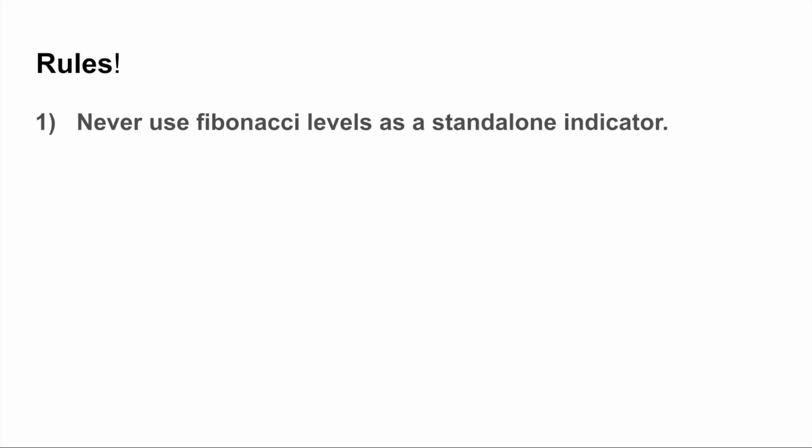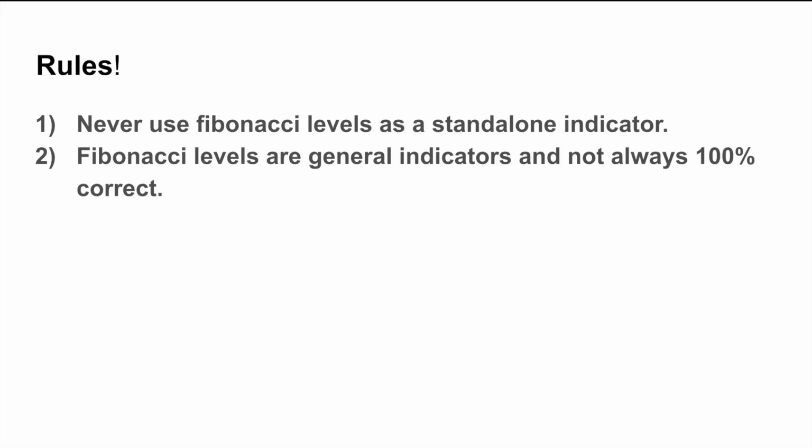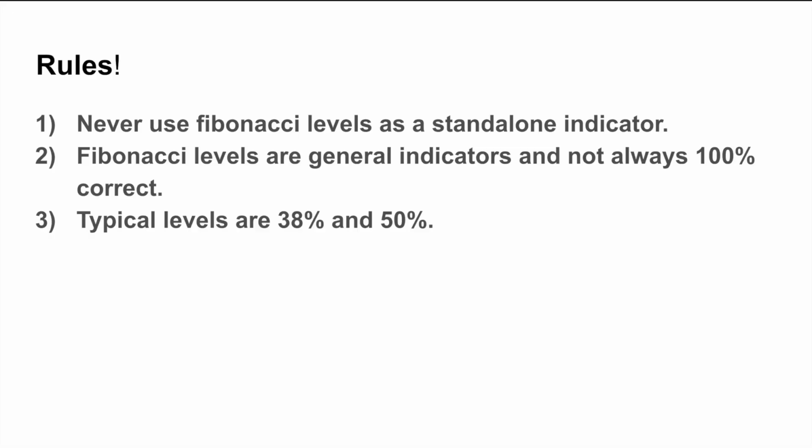So here are a few points to consider when using the Fibonacci extensions. First, never use it as a standalone indicator. Always use it in conjunction with other indicators like moving averages. Second, Fibonacci are never 100% correct. They are general indicators stating if market conditions are normal, that is, barring any new catalyst for the stock, these trends will hold true. Third, typical Fibonacci retracements are 38% and 50%.